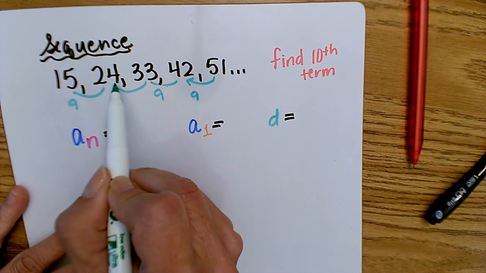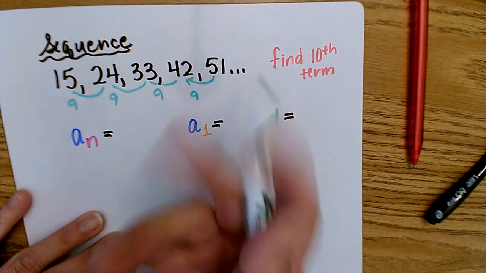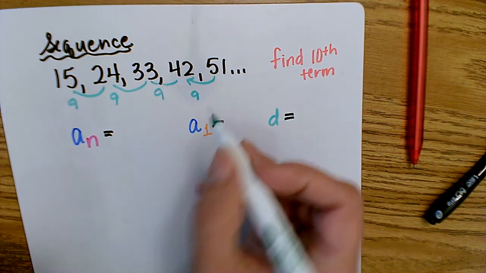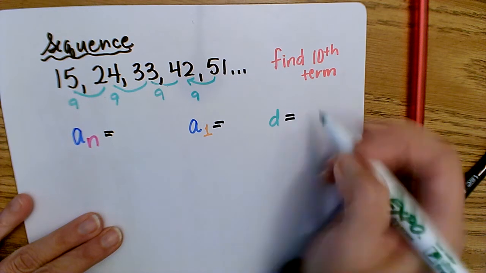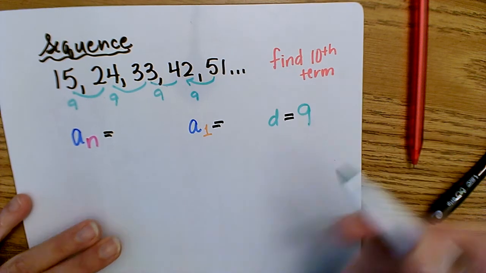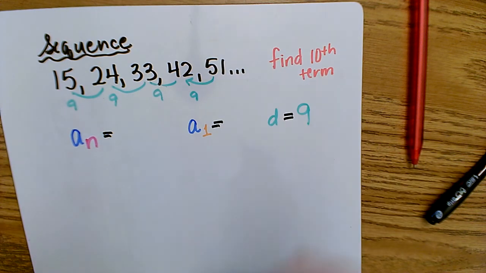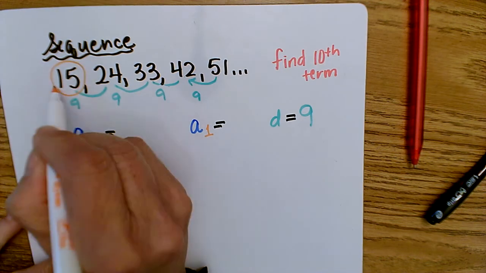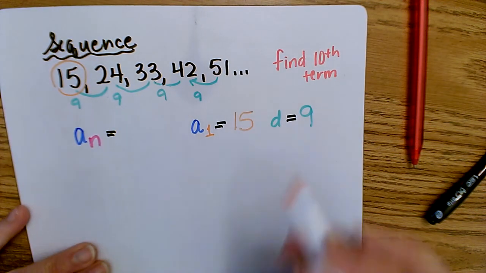So that's the same as going, well, 24 minus 15 will give me that number. So it's just easier to think about if you just work backward. So now we know that the common difference is 9. So D equals 9. Now, our first term is the term that we begin with, 15.